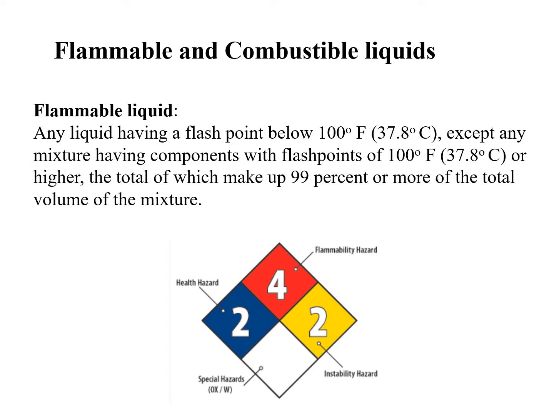Those liquids having a flash point temperature below 100 degrees Celsius fall under flammable liquids. But sometimes, if there is a mixture of different liquids, then this temperature range will change. For instance, if that liquid makes up 99% or more of the total volume of the mixture. Due to the mixing of different liquids, their flash point temperature will change.